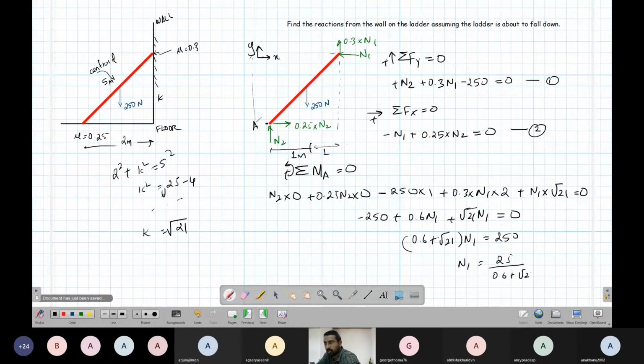0.6 plus root 21 will be equal to, what is the answer? 250 divided by 5.18, so n1 is 48.23.